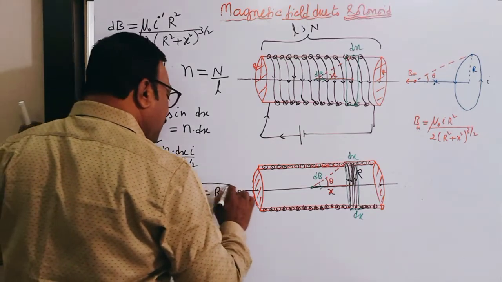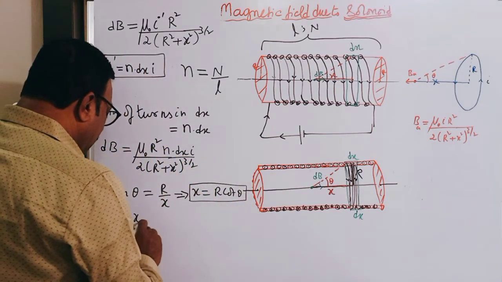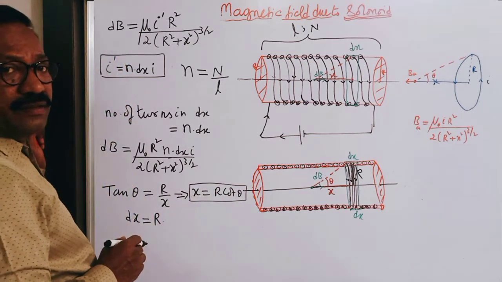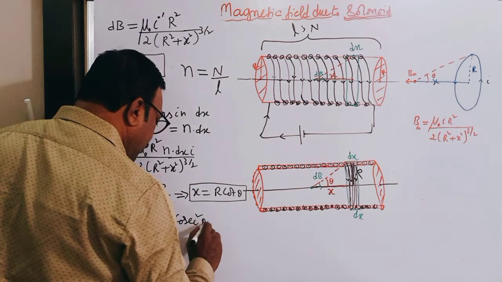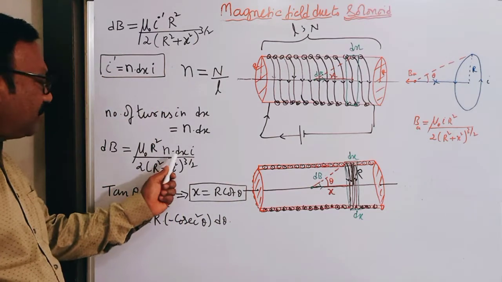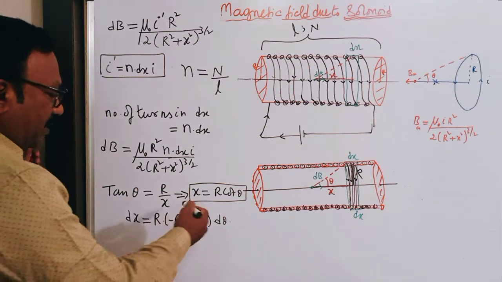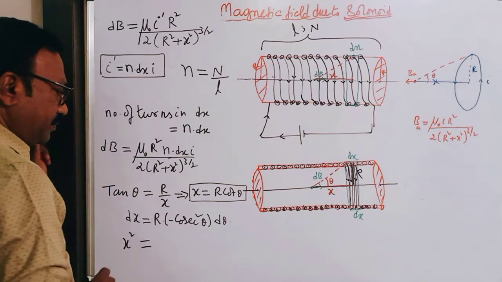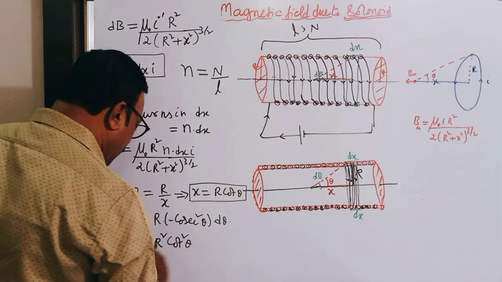So now I will differentiate this on both sides. So dx is equal to, r is constant, for cot theta differentiation is minus cosec square theta into d theta. So differentiation is completed. So I have got dx now. I can substitute. Next I want to substitute x square also. So squaring on both sides, then x square is equal to r square cot square theta.